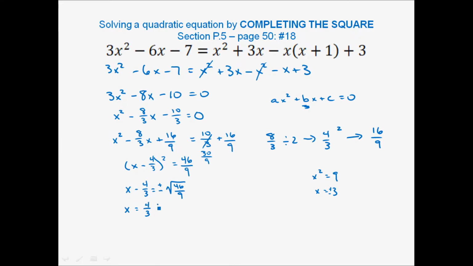So it's going to be 4/3 plus or minus the square root of 46 does not simplify anymore, but the square root of 9 sure does. That's 3. Alright, so there is our final answer. I know it doesn't look pretty, but that is our final answer.